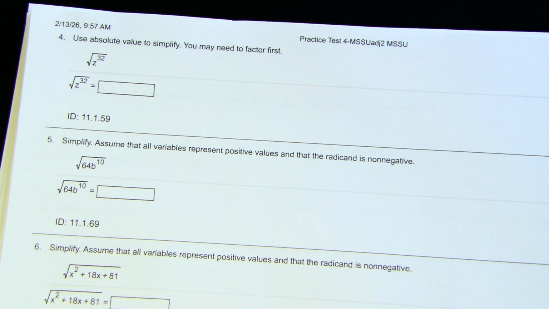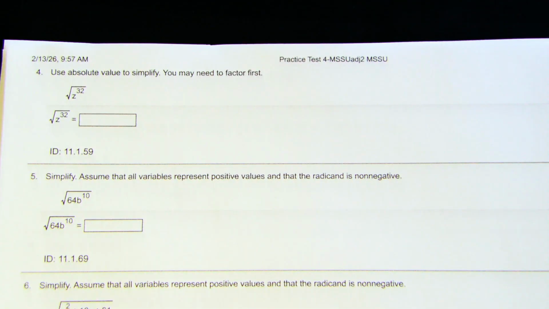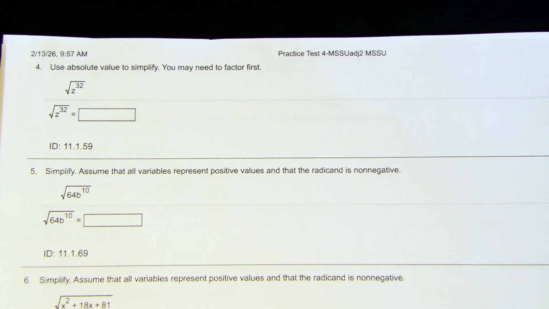All right, oops, so sorry. Don't mean to move it so much. Use the absolute value to simplify. You may need to factor first. So if it says you may need to factor first, then what we're going to do is actually change this into our fractional exponents and see if we need to have that absolute value or not.